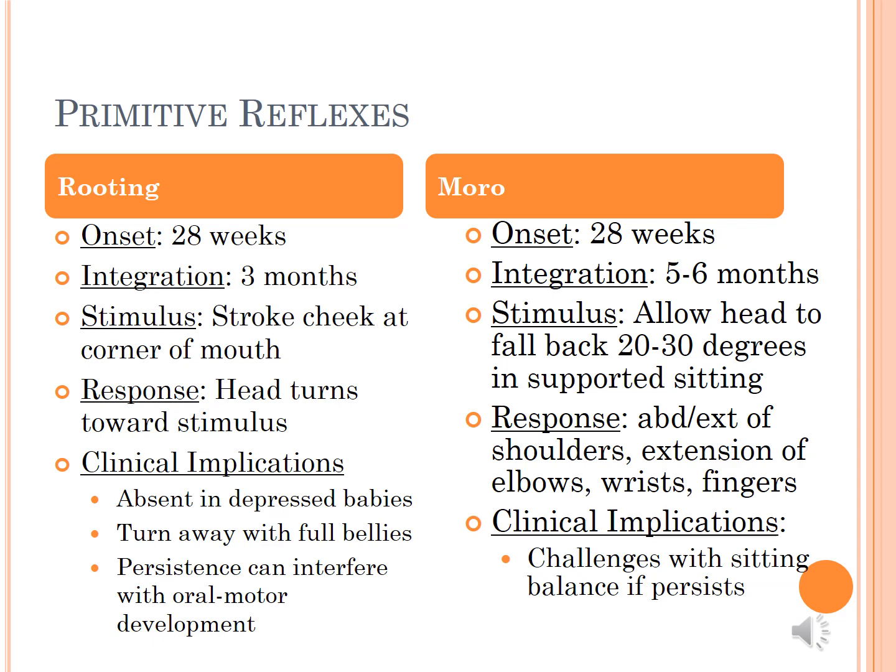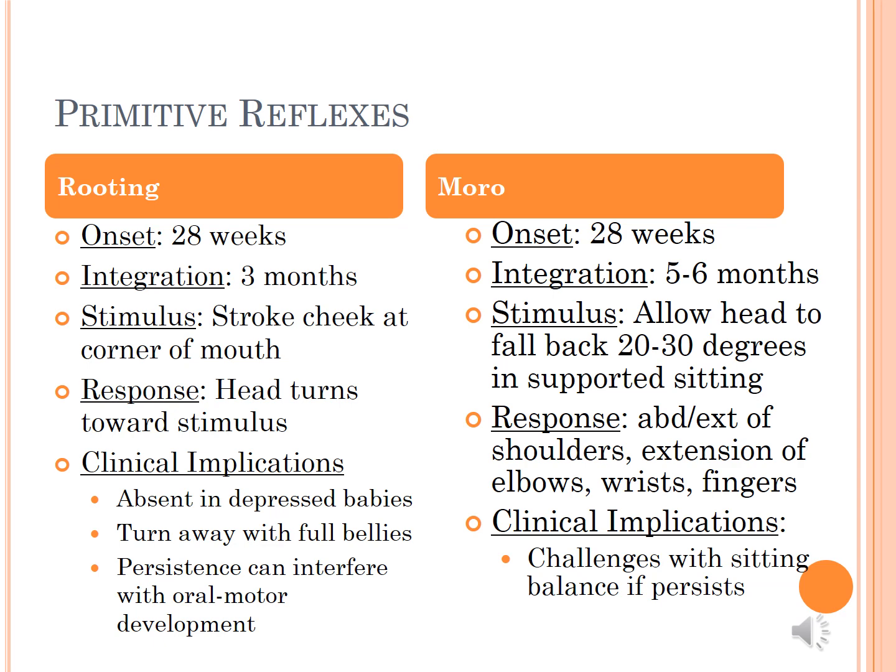When we talk about onset and integration ages, whenever on these slides it says weeks, that's considering gestational age. So a normal full-term pregnancy is 40 weeks. So a lot of these reflexes will have started before a baby is born. So 28 weeks, that's a viable age. If a baby is born prematurely, they can survive outside the womb. So on very early preterm babies, we can start to see some of these reflexes. So rooting starts about 28 weeks, and then integration age, it goes away about 3 months post-term.